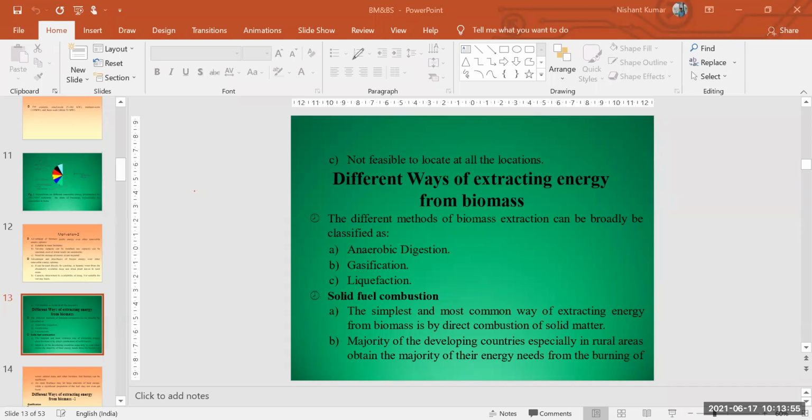So see first the solid fuel combustion. The simplest and most common way of extracting energy from biomass is by direct combustion. See, over here that term comes, that is direct combustion. So solid fuel combustion, direct combustion, is the simplest and most common way of extracting energy from biomass, from solid matter. Just burn it out and we'll get it, right?